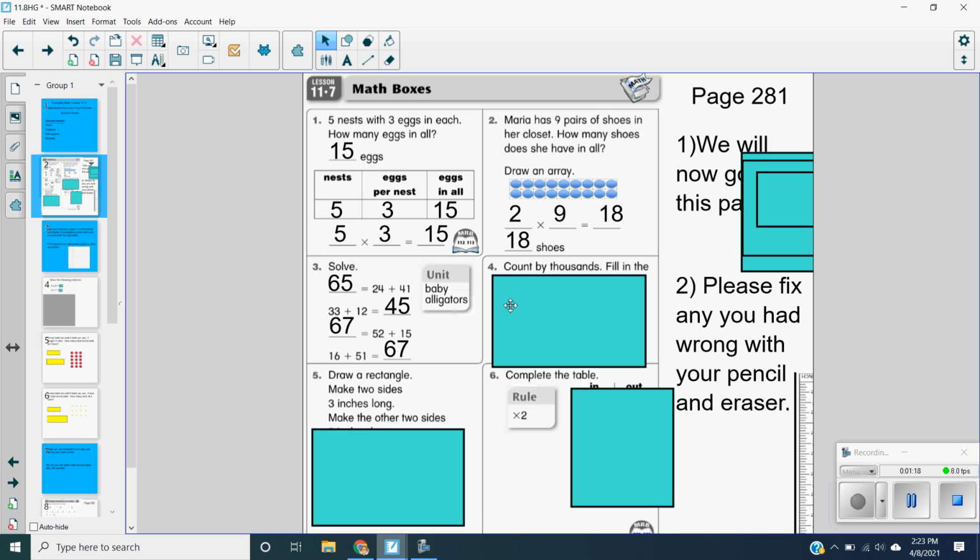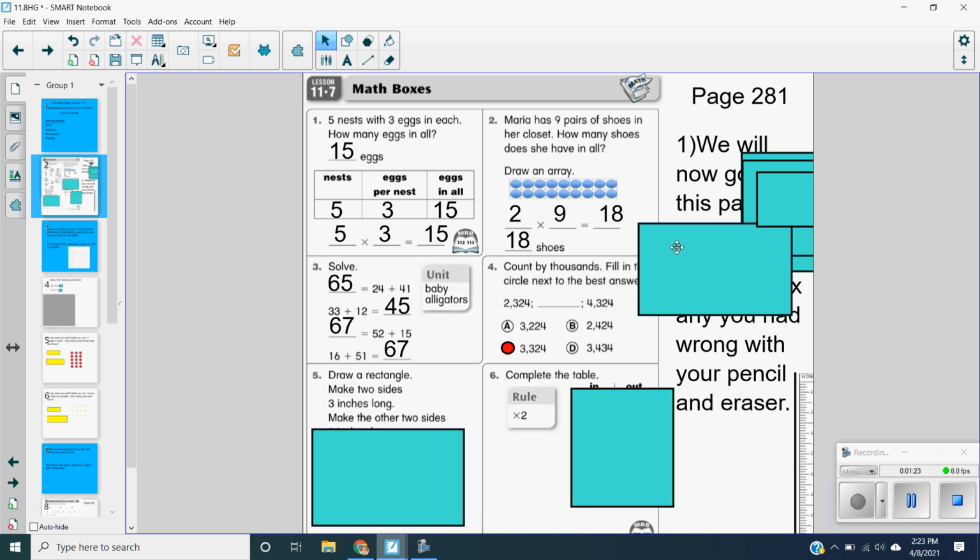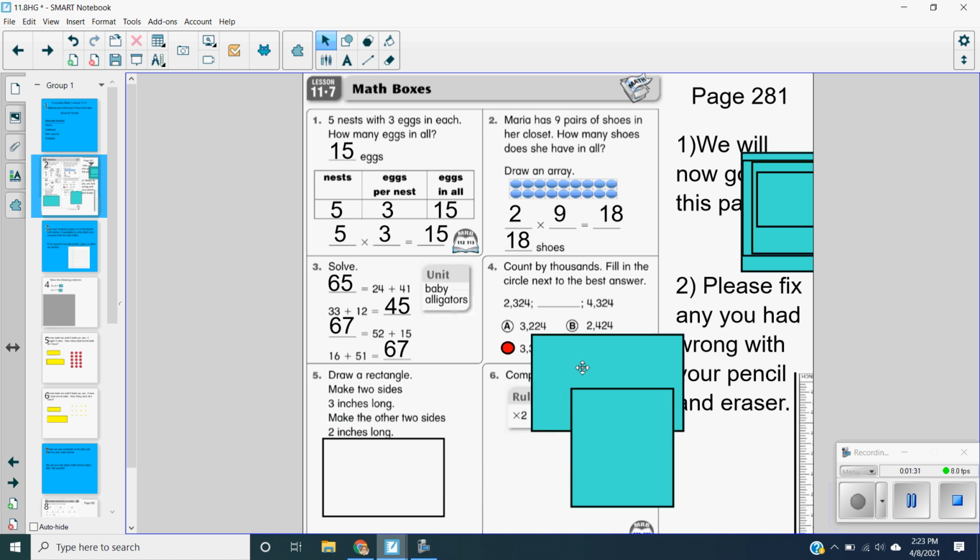For question 4, count by thousands. Fill in the circle next to the best answer. So you should have had choice C, 3,324.